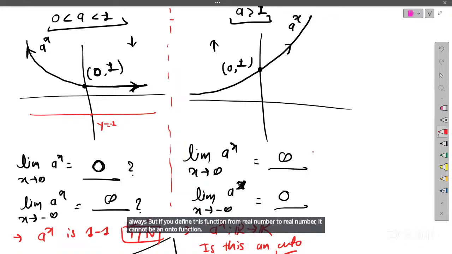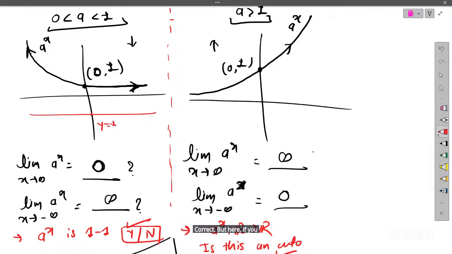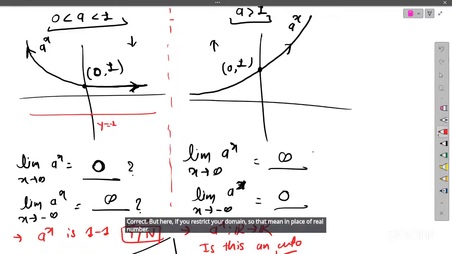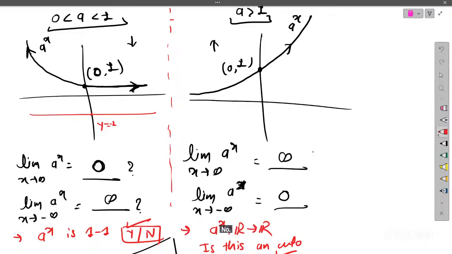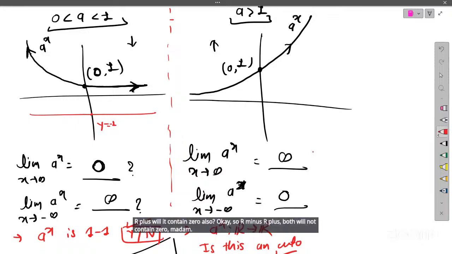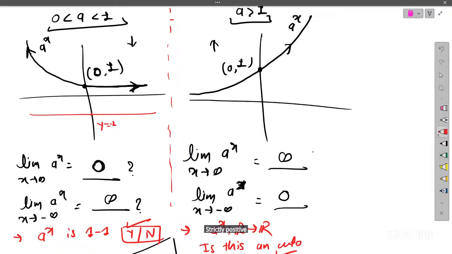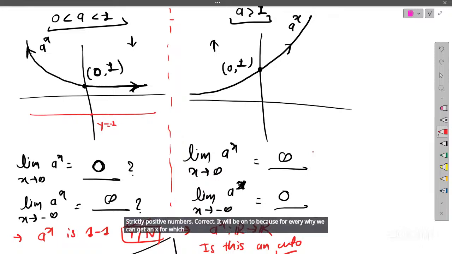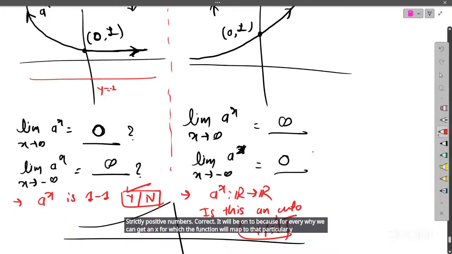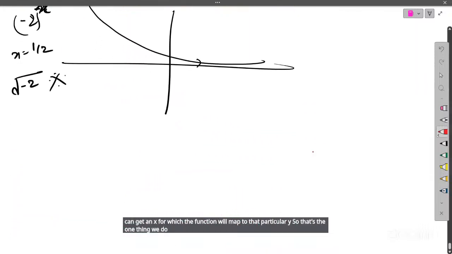But if you restrict your domain, that is, in place of real numbers, if you restrict your codomain to R plus, meaning all positive real numbers, then can you say that it is an onto function? Now, will R plus contain 0 also? No, it won't contain 0. Strictly positive numbers. Then it is onto, because for every y we can get an x for which the function will map to that particular y. That's the one thing we do.